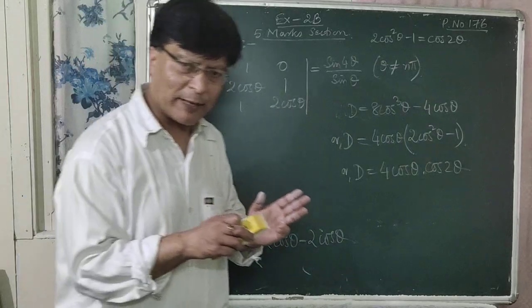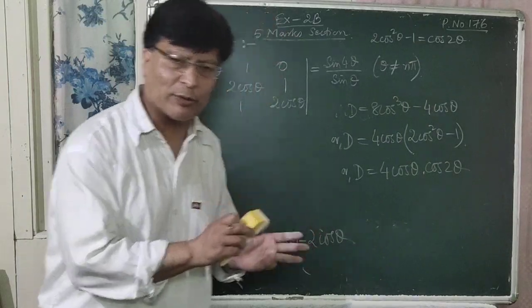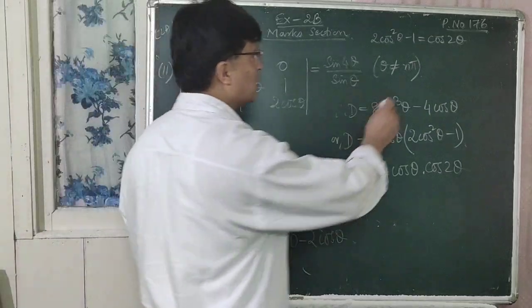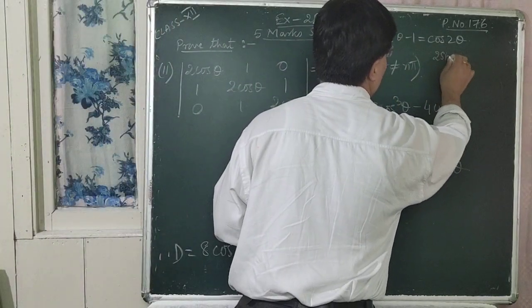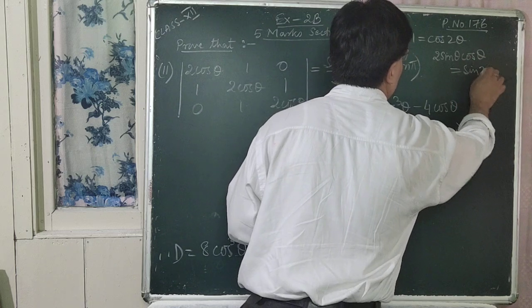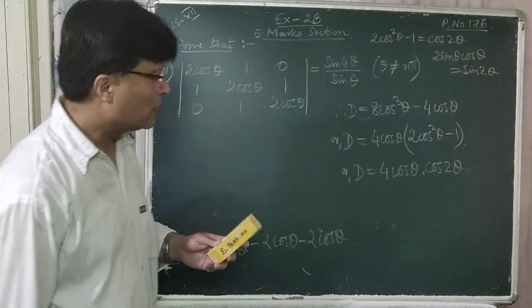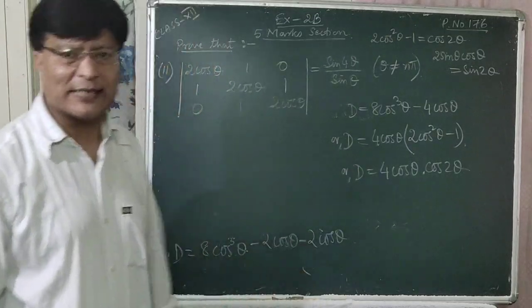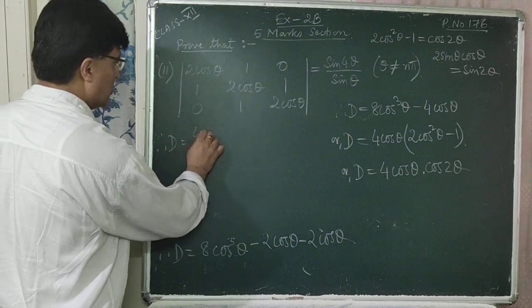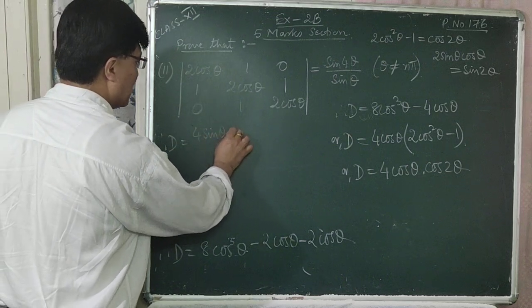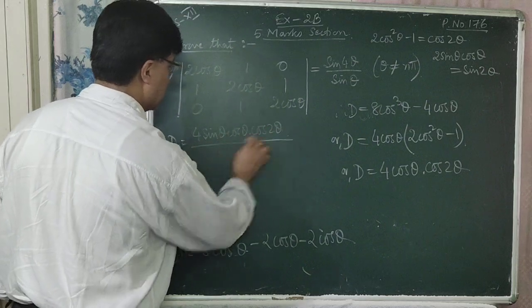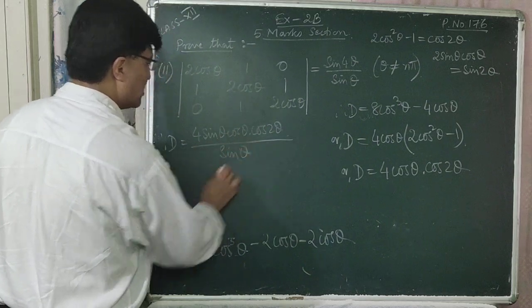If cos θ is multiplied by sin θ, it can be converted into multiple angle form, that is 2 sin θ cos θ is equal to sin 2θ, isn't it? What is the formula? That is sin 2θ. So let us multiply and divide by sin θ. So now what is D? D is equal to 4 sin θ cos θ into cos 2θ divided by sin θ.